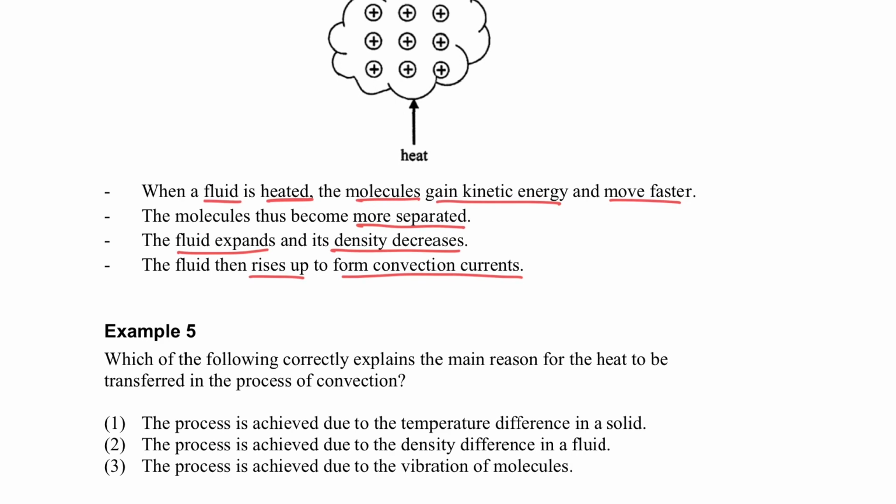So which of the following is the main reason for heat transfer in the convection process? It's not the first statement because that is for solids, and it is achieved due to the density difference, and it's due to the motion of the molecules rather than the vibration.